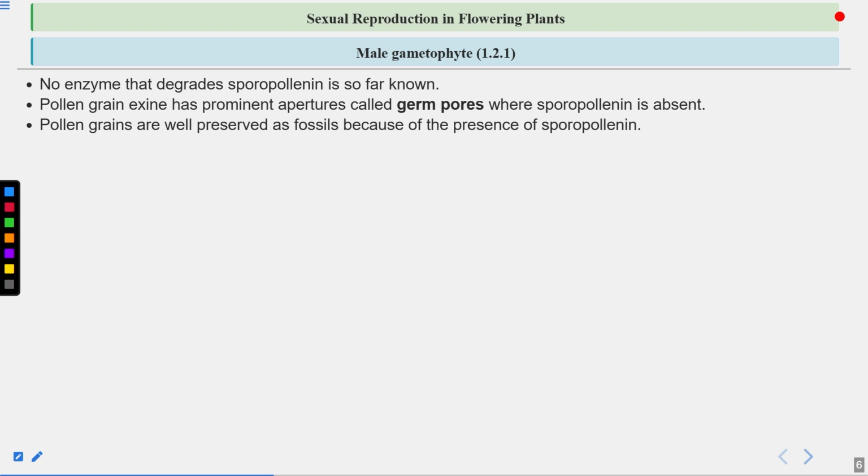And these pollen grains are well preserved as fossils because of the presence of sporopollenin. Pollen grains that were deposited many years back are still preserved as fossils because of the presence of sporopollenin. So this sporopollenin is very, very important.